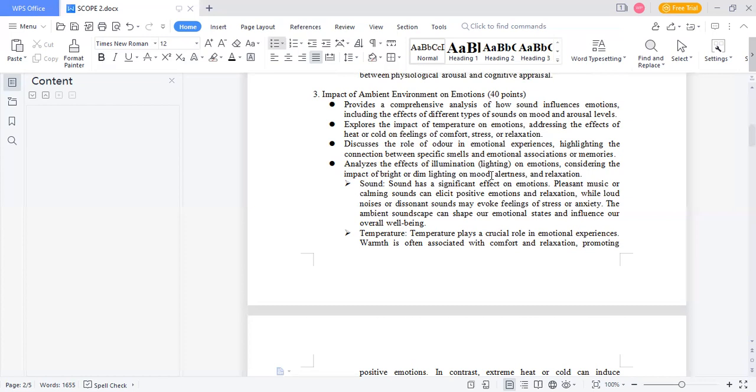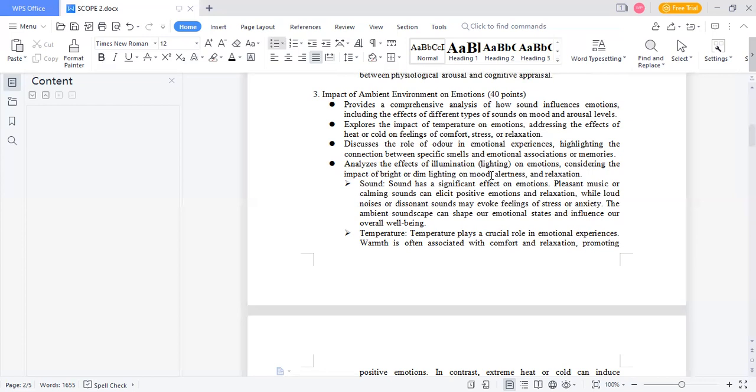Sound has a significant effect on emotions. Playing music or a calming sound can elicit positive emotions and relaxation. Such pleasant sound is so calming as well. And also loud noise or dissonant sounds may evoke feelings of stress and anxiety.